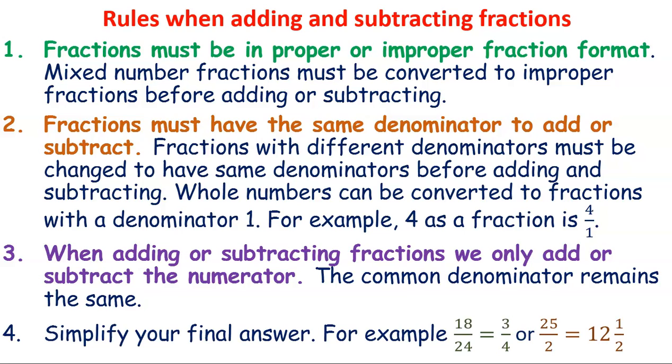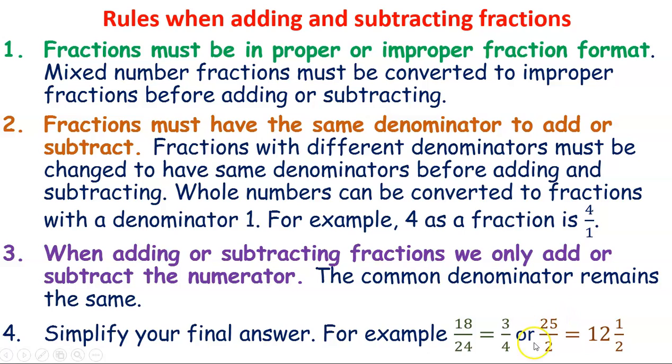My last rule, which is very important, is simplify your final answer. For example, my final answer was 18/24. I need to simplify that. What can I divide my numerator and my denominator by? It must be the same number. In this case, if I divide by 6, 18 divided by 6 is 3. 24 divided by 6 is 4. So 18/24 is the same as 3/4.